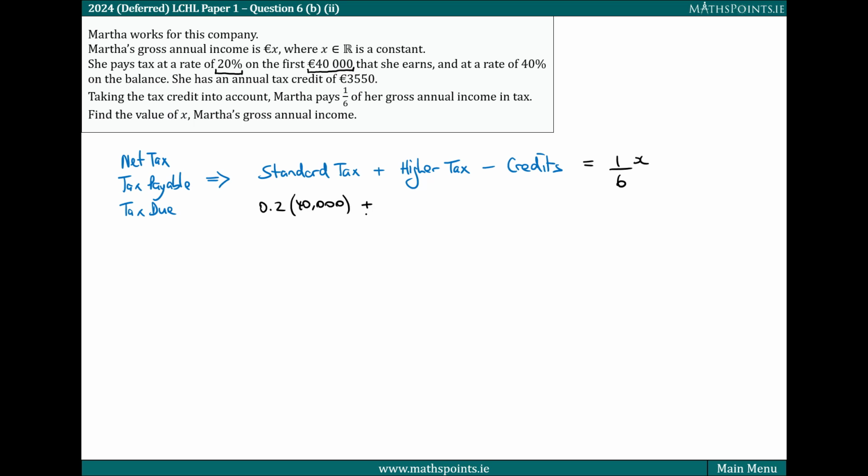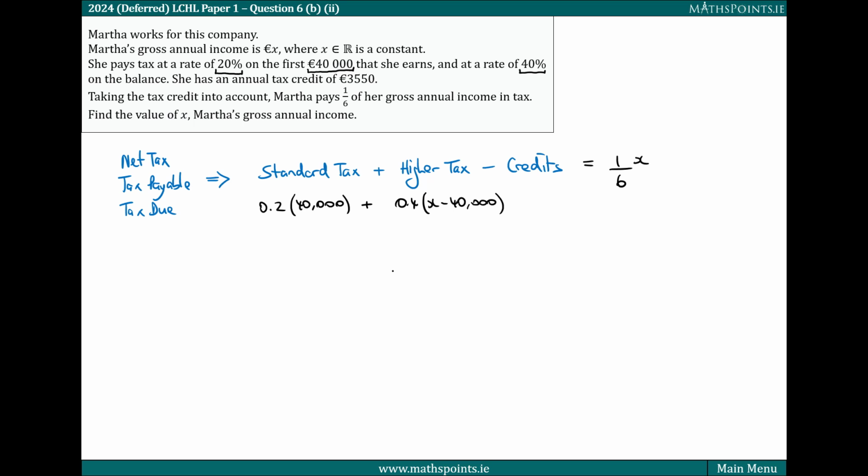The higher tax is tax paid on earnings above 40,000. Now we don't know how much above 40,000 Martha earns, but given that her gross income is x, the amount over 40,000 is x minus 40,000. So for example, if Martha had earned a gross wage of 50,000, well, 50,000 minus 40,000 is 10,000. 10,000 would have been paid at the higher rate. Now, what is the higher rate? The higher rate of tax is 40% or 0.4.